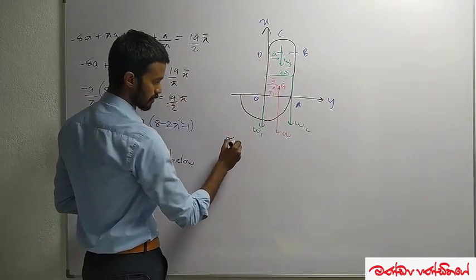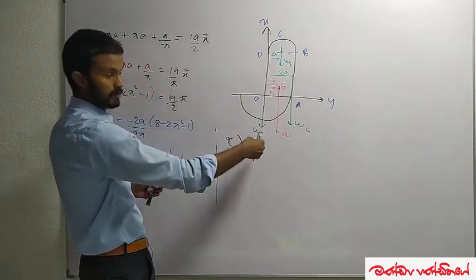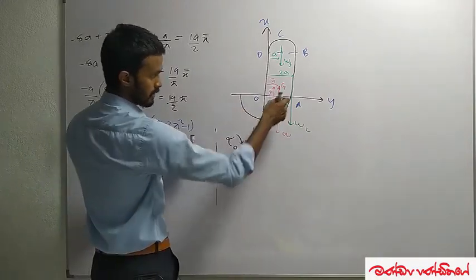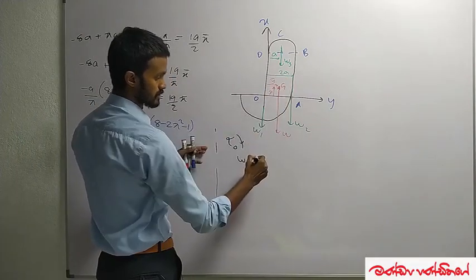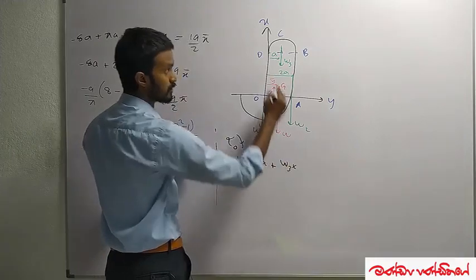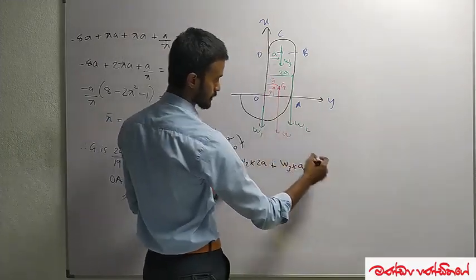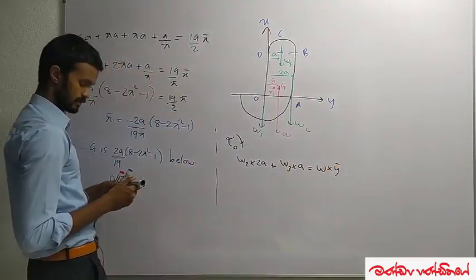I'm considering moments around O, and it is clear. There's no moment from W1 because W1 goes through O, which means there's no moment from W1. Then we are going to W2. W2 into the perpendicular distance, which is 2A, plus W3 into the perpendicular distance, which is A, is equal to the resultant W into the perpendicular distance, which is Y bar. This is Y bar. This is C.